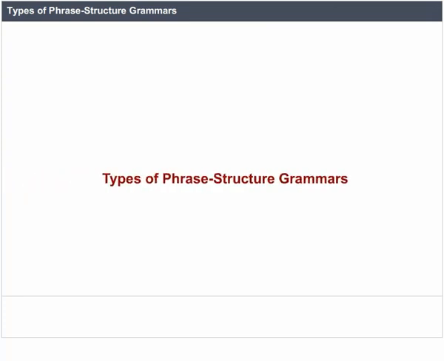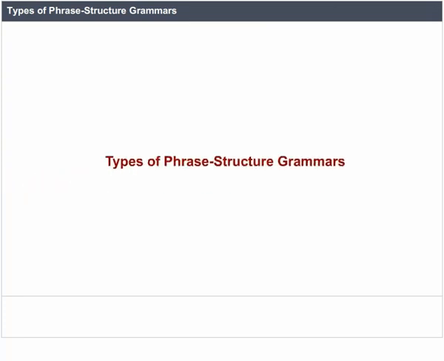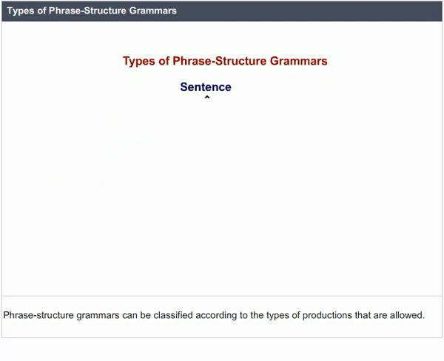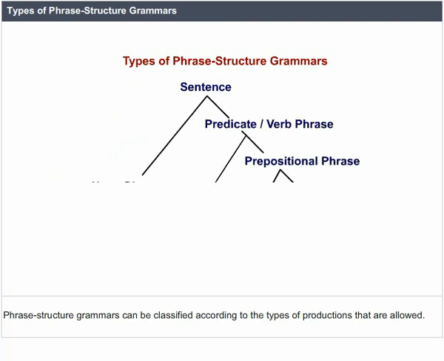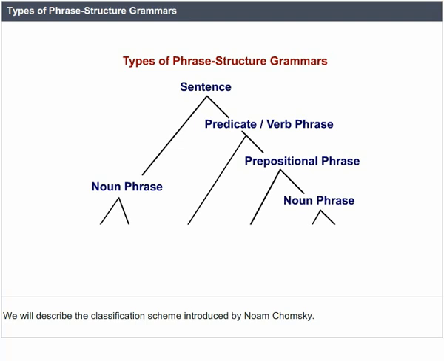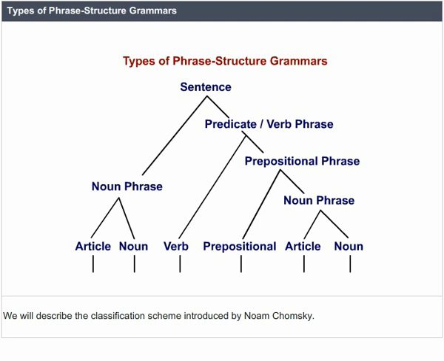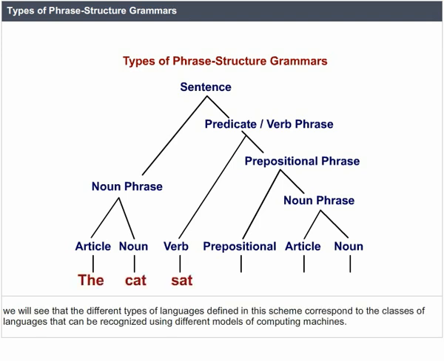Types of phrase structure grammars. Phrase structure grammars can be classified according to the types of productions that are allowed. We will describe the classification scheme introduced by Noam Chomsky. We will see that the different types of languages defined in this scheme correspond to the classes of languages that can be recognized using different models of computing machines.